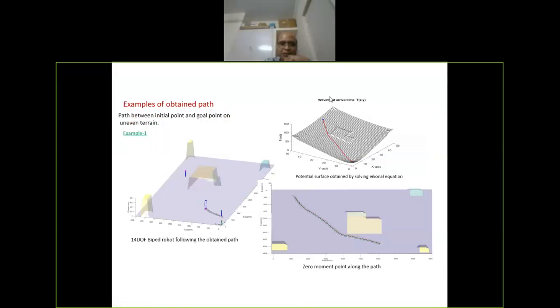This is an example of a terrain with an obstacle. The one on the left is showing the obstacle. The one on the right top is showing the potential value, basically. It's showing the gradient values.